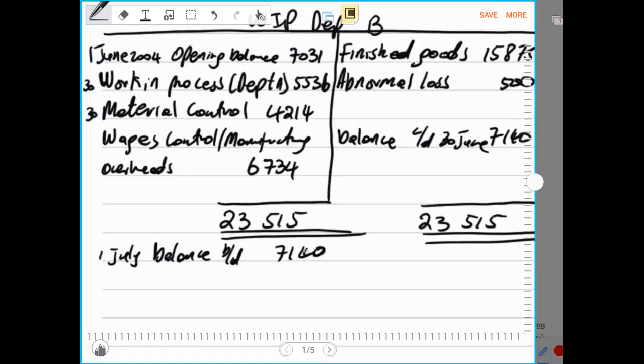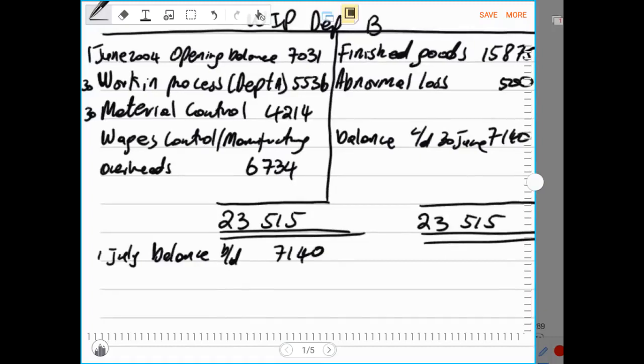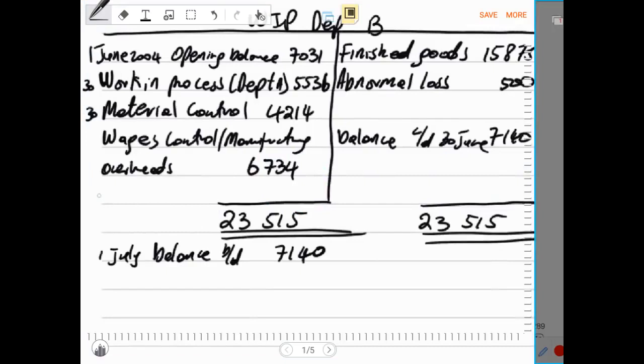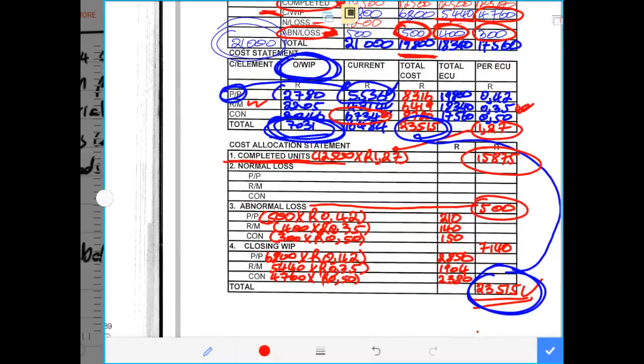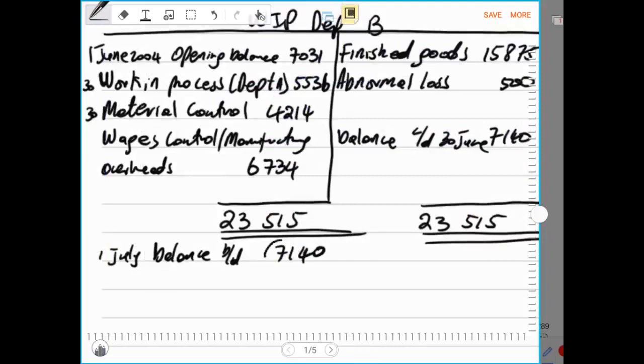So this amount, which is the closing balance, must be the same as the closing balance in the cost allocation statement. It is the same. The closing value of the inventory is the same, and in the ledger account it is the same. Then we know that this is exactly 100% correct.